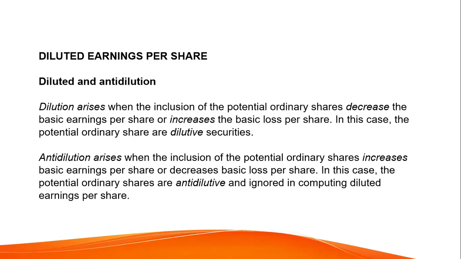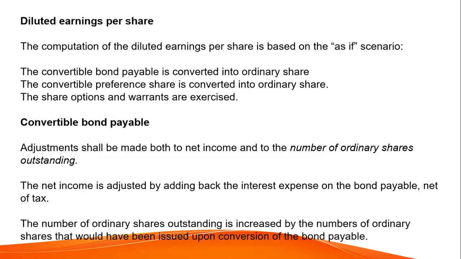Anti-dilution arises when the inclusion of the potential ordinary shares increases basic earnings per share or decreases basic loss per share. In this case, the potential ordinary shares are anti-dilutive and ignored in computing diluted earnings per share.